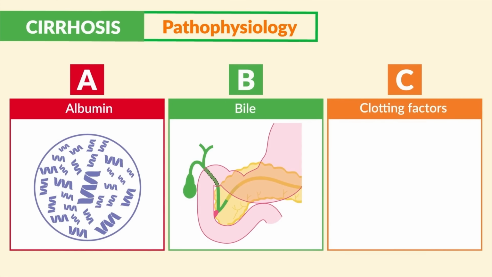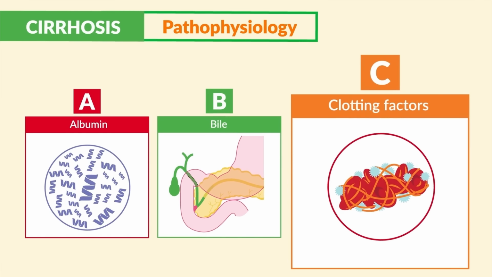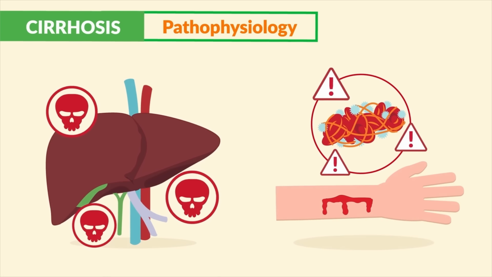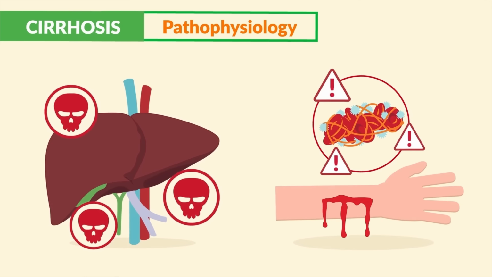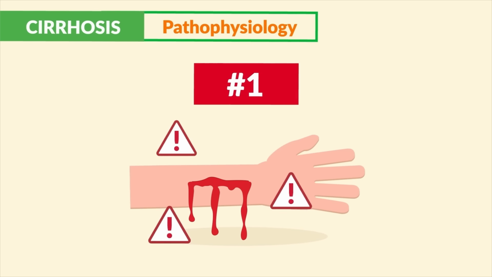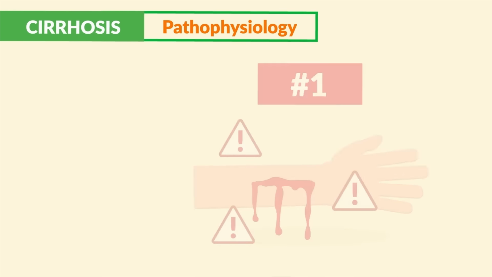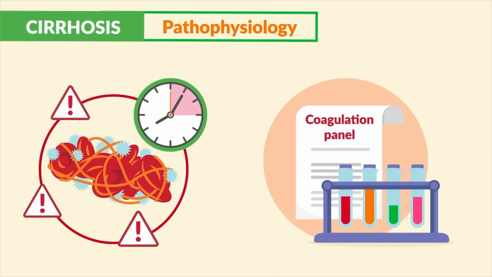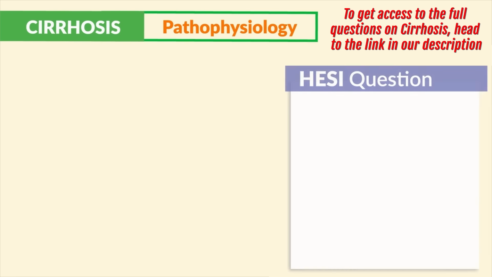The last letter in our ABCs is C for clotting factors, or coagulation factors, which helps the blood to clot. So with liver disease, the blood doesn't clot fast enough, leading to huge bleed risks. Always our number one concern is bleeding. So naturally, we see longer clotting times, resulting in longer coagulation times on the coagulation panel when we look at lab results.